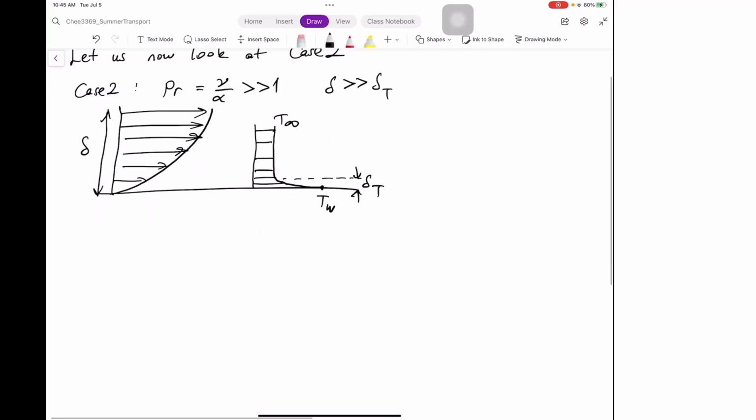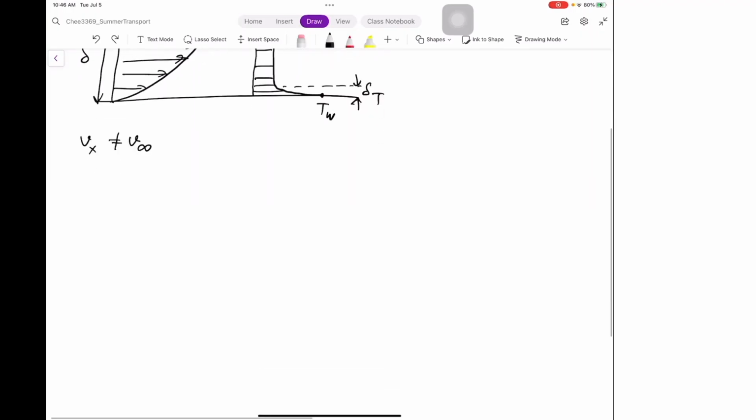Okay, so we cannot say that Vx is almost equal to V infinity this time, because in this region, as you can see, the velocity is changing a lot, right? It changes from 0 to some finite values. Okay, what can we do?